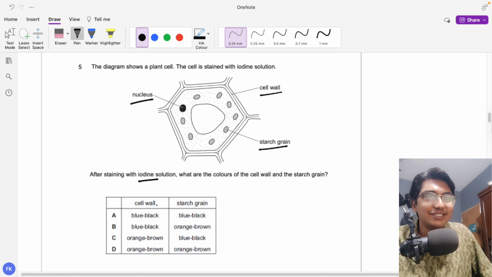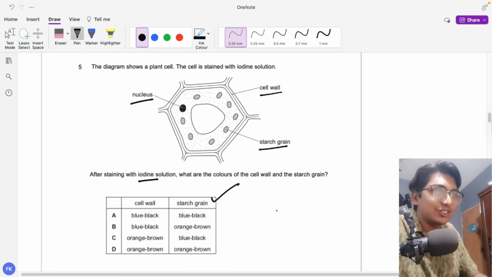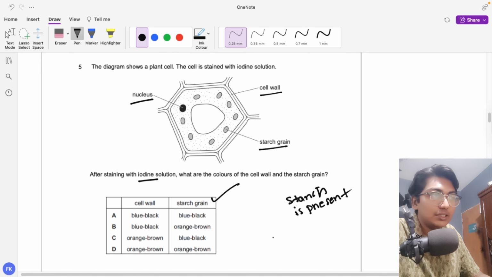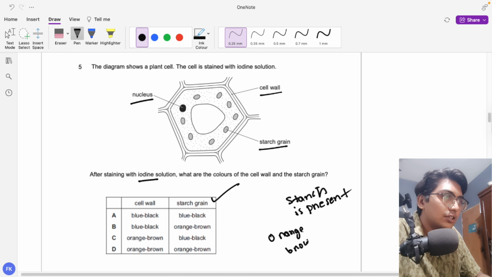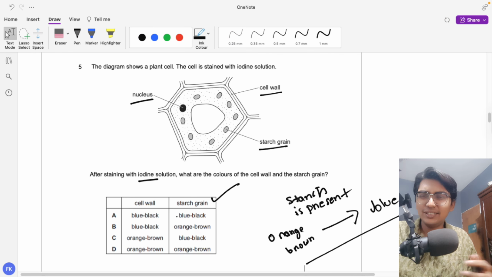Look, iodine doesn't stain cell wall. It stains starch grain. So when you add iodine solution, if starch is present, it will change its color from orange brown to blue black in color. Okay, this is the total color change as iodine stains starch, right?